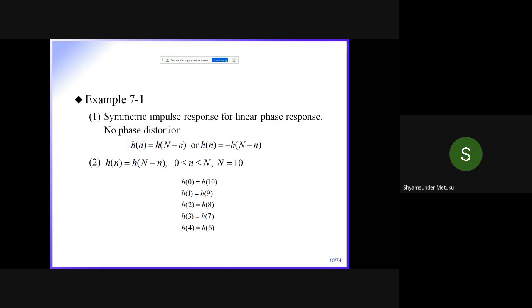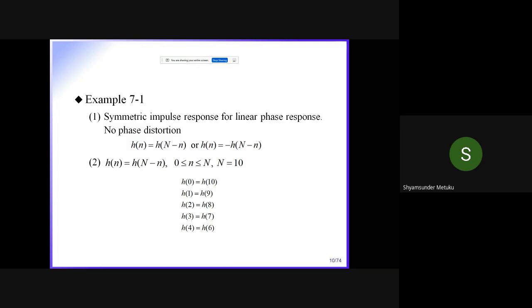I'll give you an example. If n equal to 0 and the total number of samples is 8, means capital N equal to 8. Can you tell me, if you substitute n equal to 0, what you are going to get? h of 0 is equal to h of 8, isn't it? h of 1 is equal to h of 7. h of 2 is equal to h of 6. So I hope you are able to see how that symmetry is going to happen. Yes or no? Similarly, the other side will be only negative symmetry. Same only, but these are the mathematical representations.